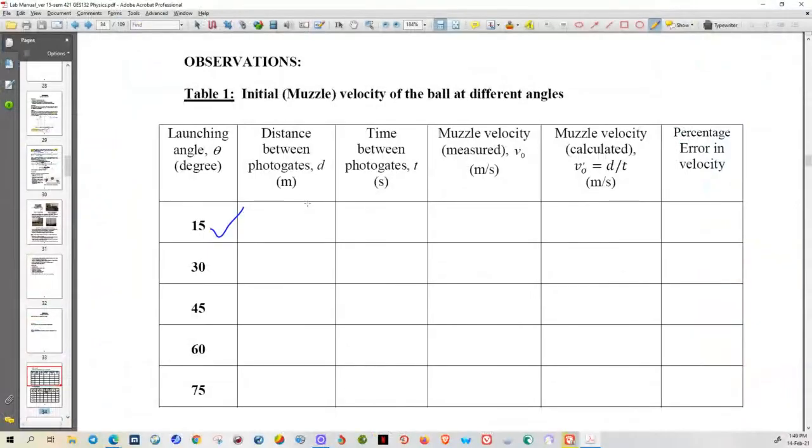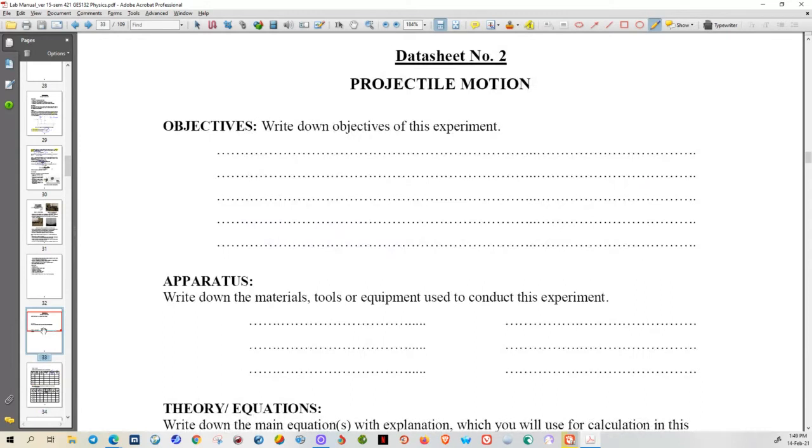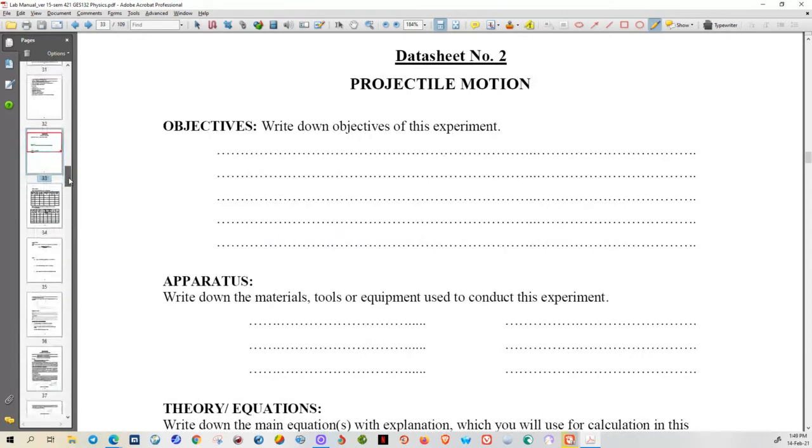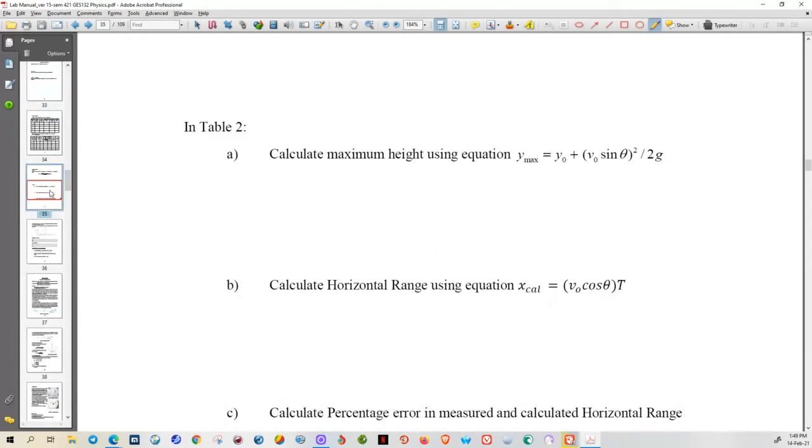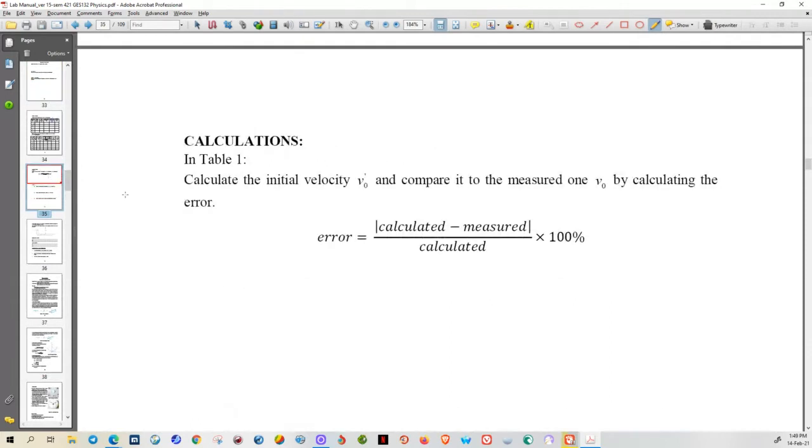There you go. You now have the distance, which I already gave you. You have time and measured velocity. You have to calculate this and the percentage error in velocity. Now, if you need a guide on how to calculate this one, the rule is given, okay? What about percentage error? There is no rule here. If you check in the data sheet, let me go down, you actually have guidance for the percentage error.